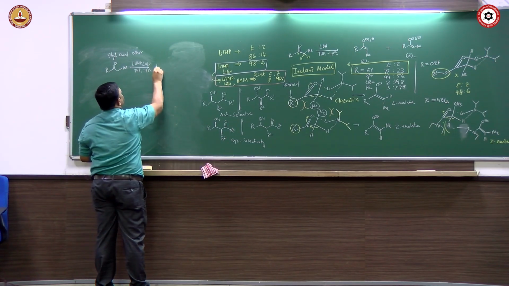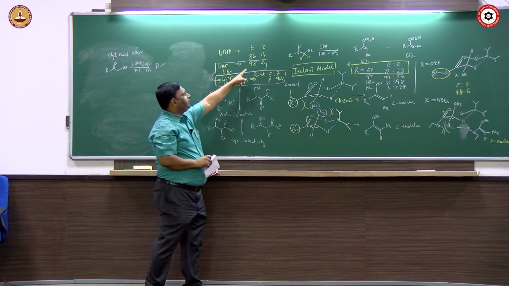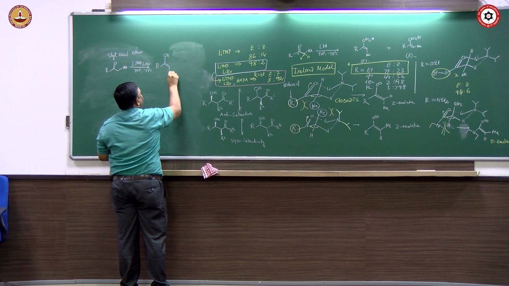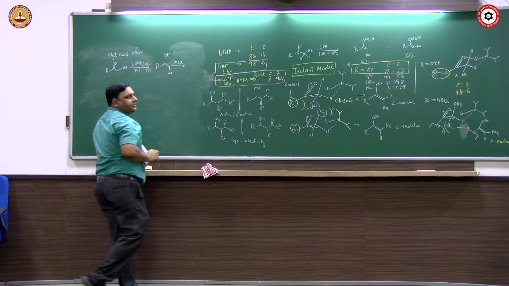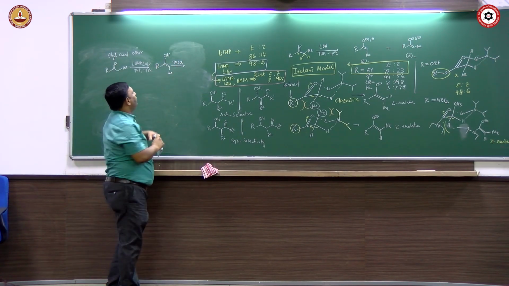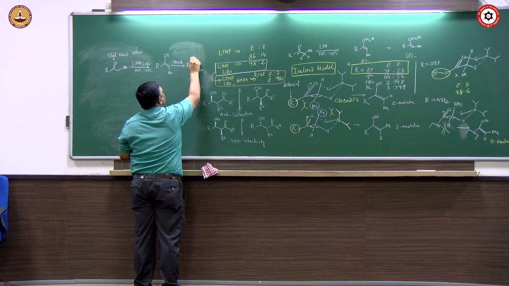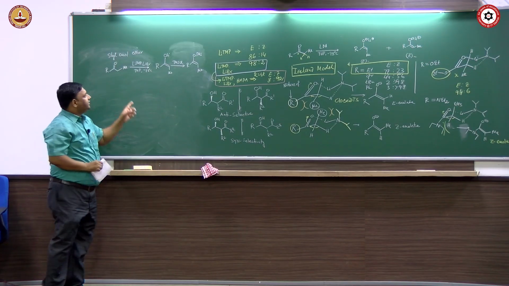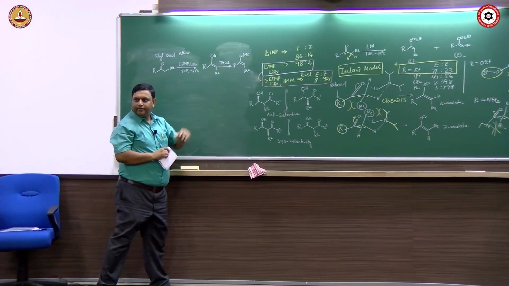So what do you usually get? In this particular condition you get the E enolate as the major product. So you get this particular compound, and then you react it with TMS chloride, and that O lithium is now replaced by OTMS. Okay. So this is a silyl ether, or we can say an E silyl ether.